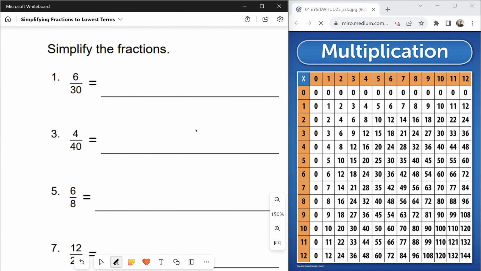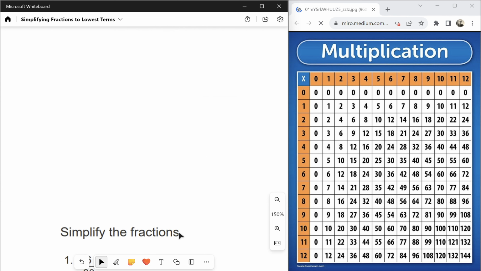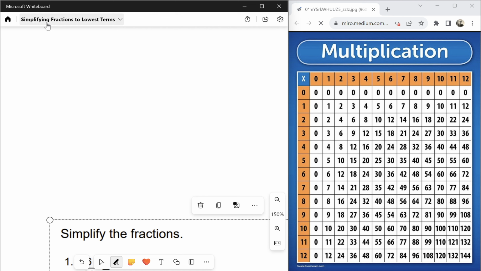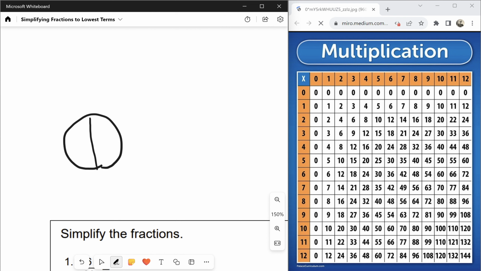Now, what does that mean, simplify the fractions? And what do I mean, lowest terms? Well, I want to give you an example to start off with. So let's move this out of the way. I want to show you two pieces of pie. I've got one full pie that has been cut into 4 slices, and I have another pie exactly the same size, but it's only been cut into 2 slices. It's been cut right in half.